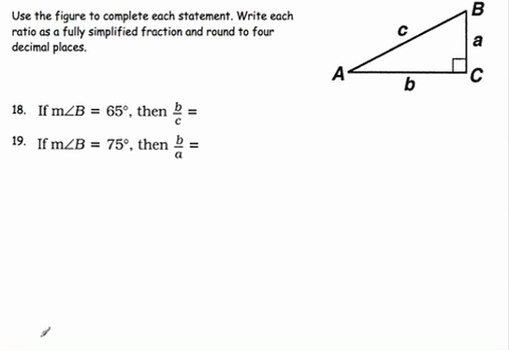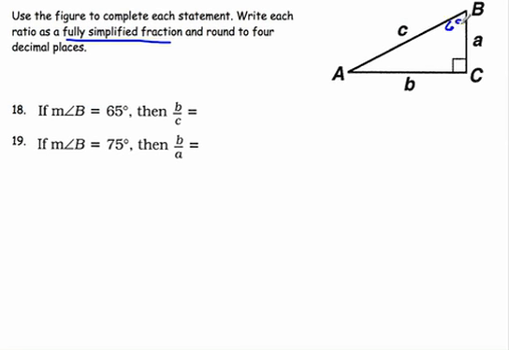It says use the figure to complete each statement. Okay, so we're going to use this figure at the right, and what's going to happen is things are going to alternate based on what the problem is. So write each ratio as a fully simplified fraction and then round to 4 decimal places. So that sounds familiar to us. It tells us that the measure of angle B is 65 degrees. So let me write that.